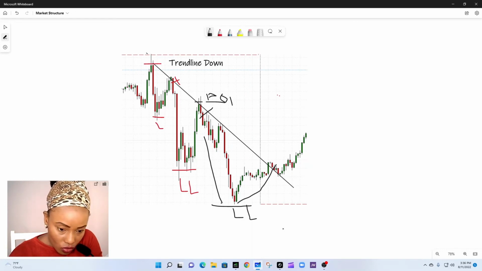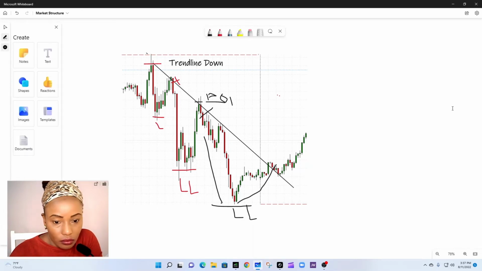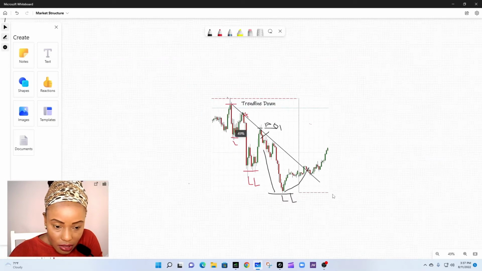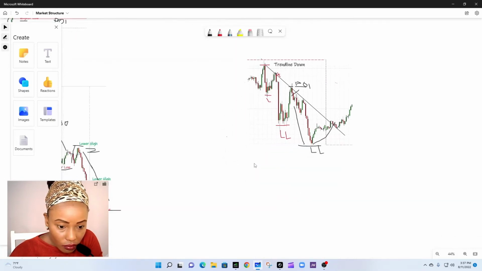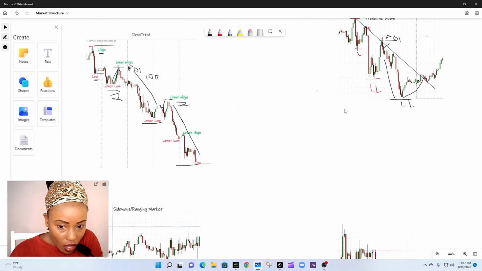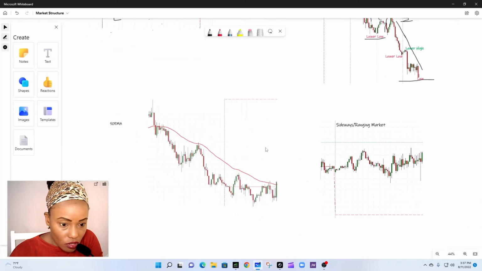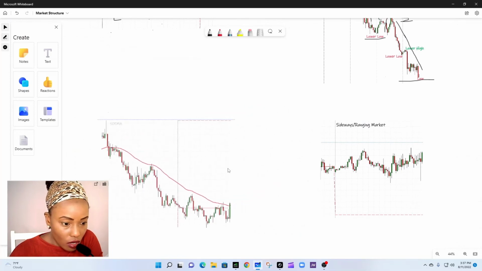So you can see the trend line has made my life easier. It has helped make my analysis more efficient. Let's now look at the EMA, the moving average. So just like we did with the EMA on the uptrend, we are going to do the same with the downtrend. Draw a moving average.